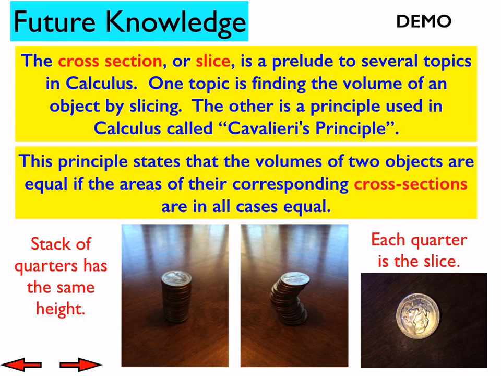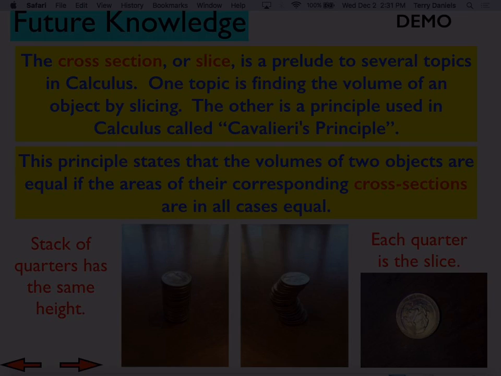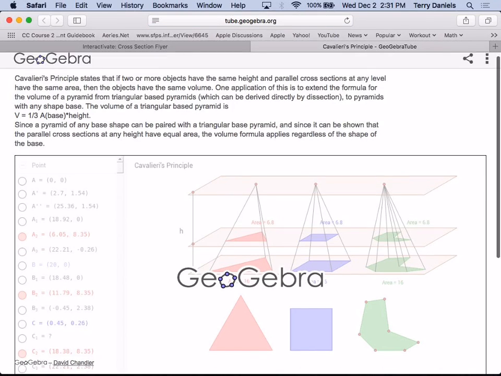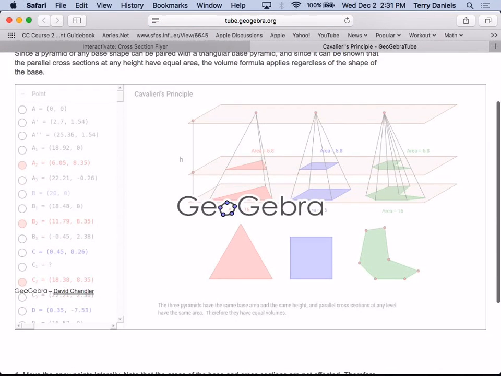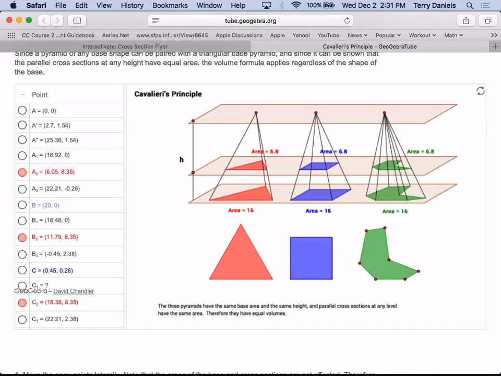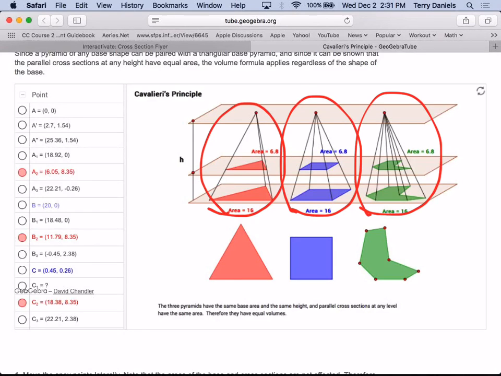So let me bring up a little demo here to further show that idea. And so for some reason it takes this, oh there we go. Okay, so we have three different shapes here. We have a triangular pyramid, we have a square pyramid, and then we have some funky pyramid there. The base of it is some weird shape, and you can see it in green there.